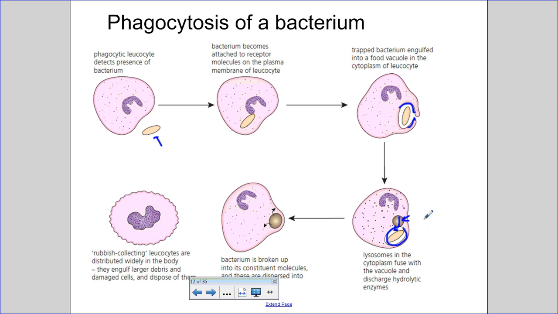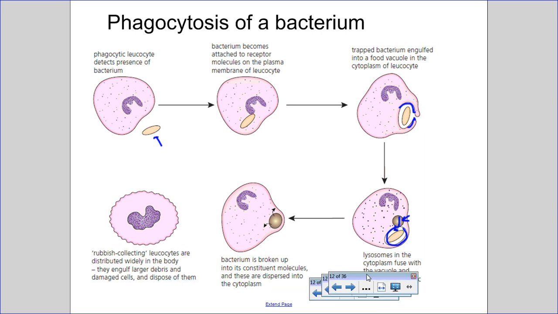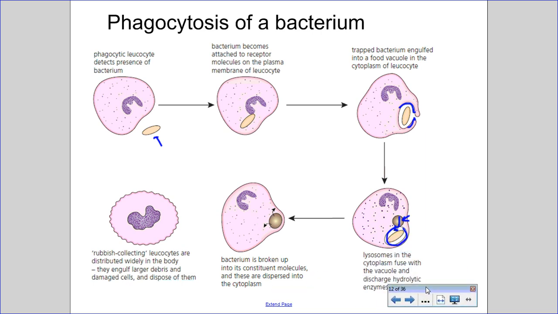The lysosomes are filled with hydrolytic enzymes, and when released into the vacuole, will start to break down the bacteria. So once that bacteria is broken up, the contents of it are dispersed into the cytoplasm. And then the macrophage or the leukocyte will repeat this process with other bacteria.